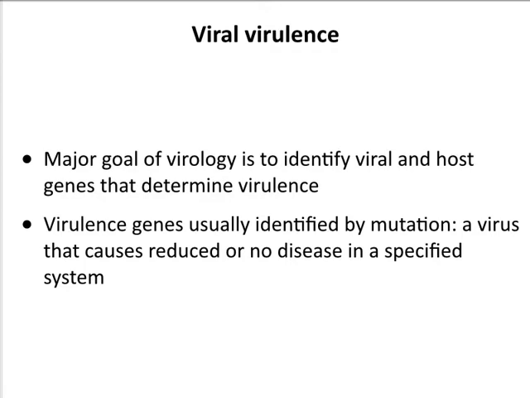So, as I said at the beginning, we study virulence to identify how it's controlled with the hope of somehow intervening. So if we can identify genes in either the virus or the host that modulate virulence, we may be able to use that for some therapeutic approaches. And the way we identify virulence genes, and I say genes in quotes because they're not always coding regions, they can be non-coding regions, we make mutations in the virus and we infect an animal.